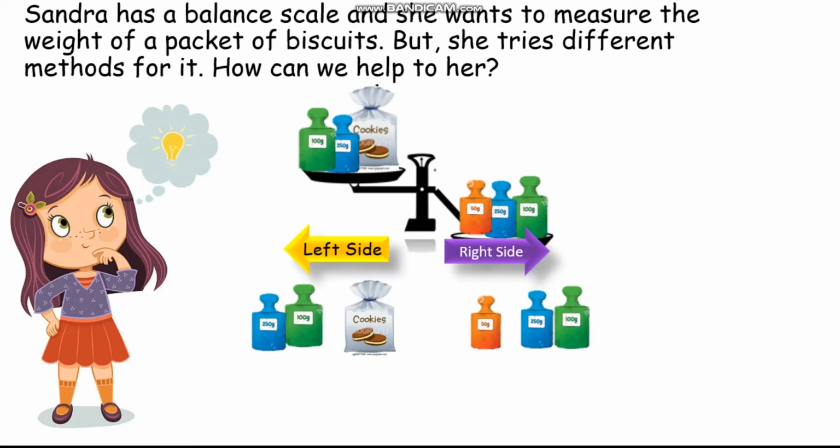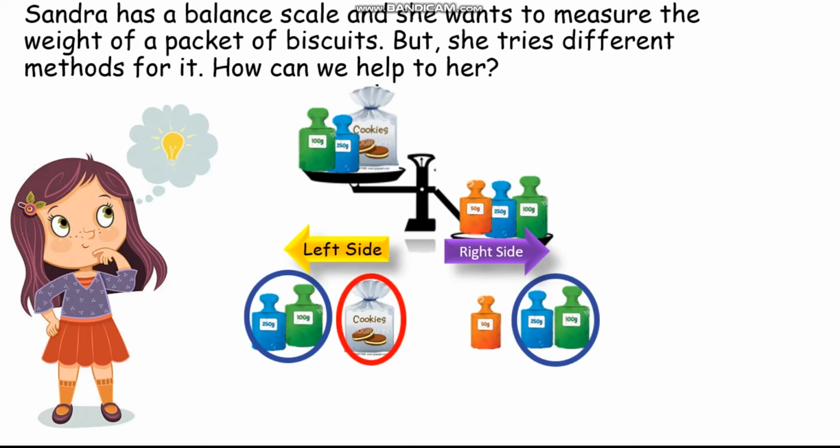Yes, it's like the other ones. These weights and these weights are the same weights. So what remained? Yes, the remaining part is a packet of cookies and 50 grams. So we can say that on the left side we have a packet of cookies, and on the right side we have 50 grams. Can I write an equal sign for this one?